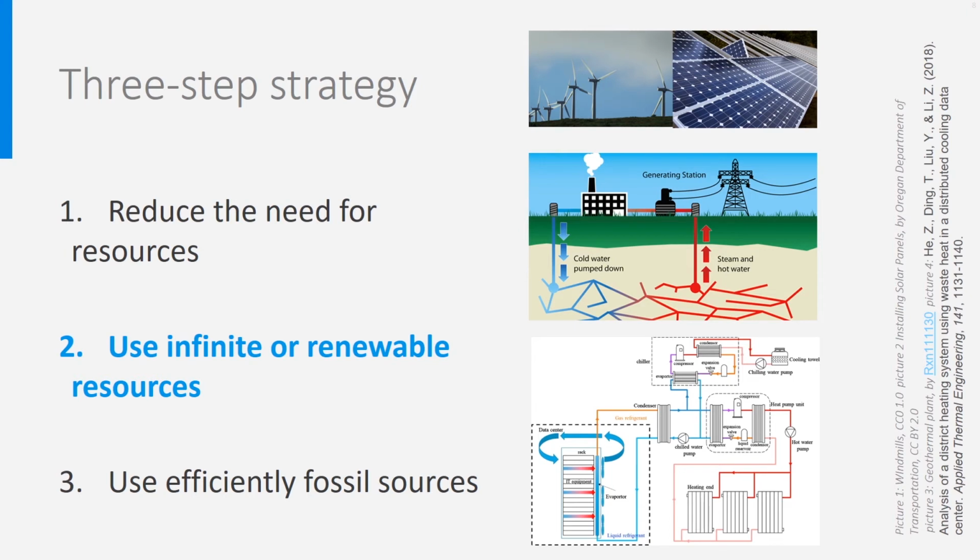Examples of infinite or renewable resources are wind or the sun, as you can see in the pictures. But also geothermal or hydrogen. Hydrogen should then be produced in a sustainable way, for example by wind farms. Which sources you will choose obviously depend on whether you need electricity, heat or cold, and the local availability.